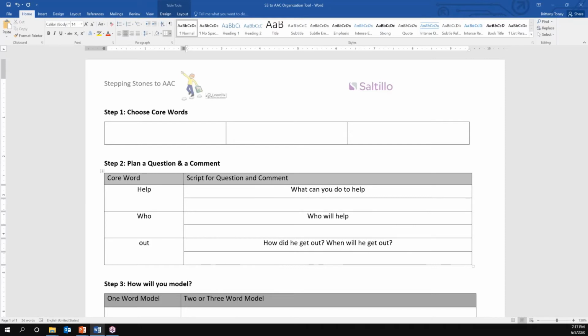Perfect. That's using another one of those question words. Who, what, when, where. Love it. How might you get him out? Perfect. Good job, guys. You guys are awesome.